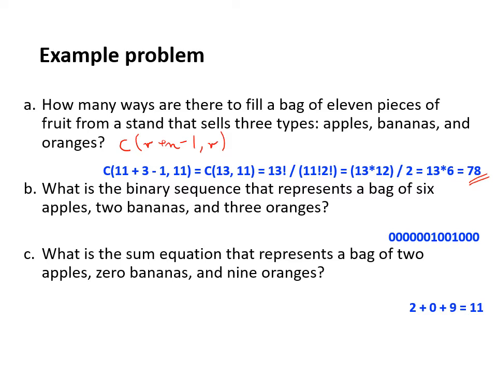So if you remember how these are equivalent, the numbers of zeros are the counts of each of the 3 different types of fruit, and we use ones to separate those zeros. So this is the solution. We have 6 zeros for 6 apples, then 2 zeros for 2 bananas, and 3 zeros for 3 oranges. And then finally, this is also equivalent to that sum equation.